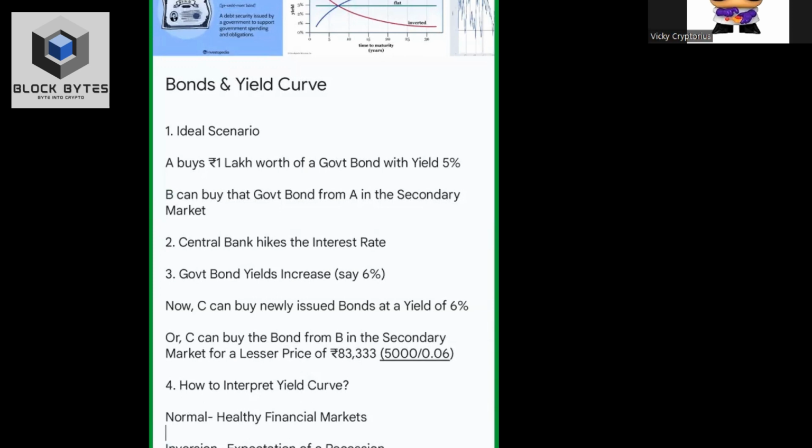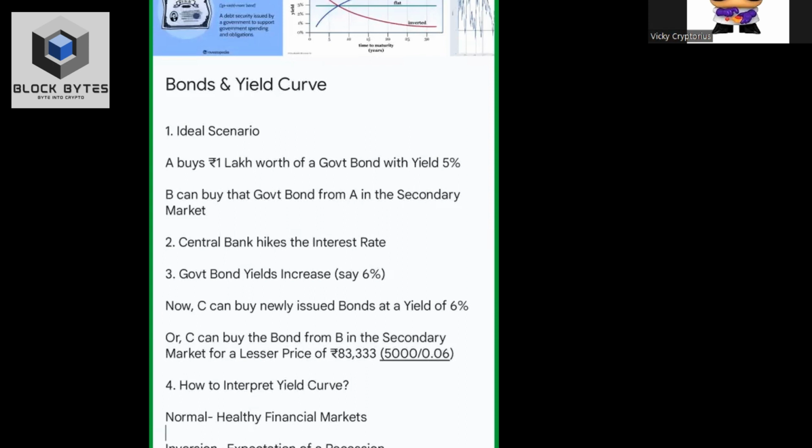The principle remains the same, that is, the bond price. In this ideal scenario, B buys the government bond from A at a price of 1 lakh with a yield of 5%. So when he buys the bond, till the maturity of the bond, he will be receiving a payment of 5,000 from the government. Got it, sir?